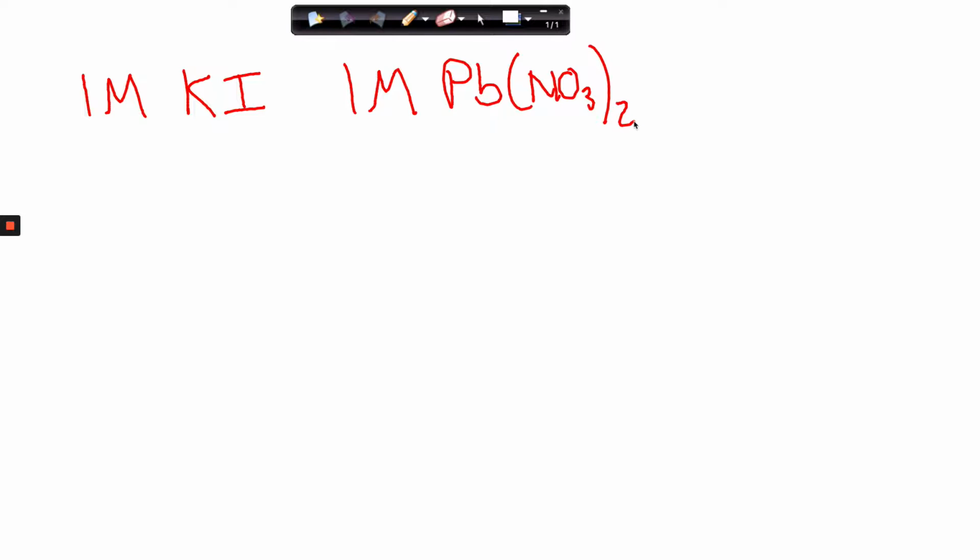Let's go, 1 molar KI, 1 molar lead-2 nitrate. Do not write the net ionic equation. Oh boy, that's another thing you forgot. Guys, please write the complete molecular equation for the reaction that would happen between a 1 molar solution of KI and a 1 molar solution of lead-2 nitrate.